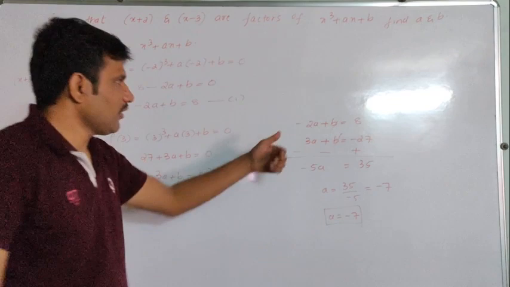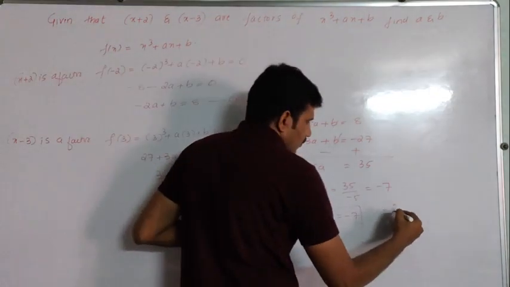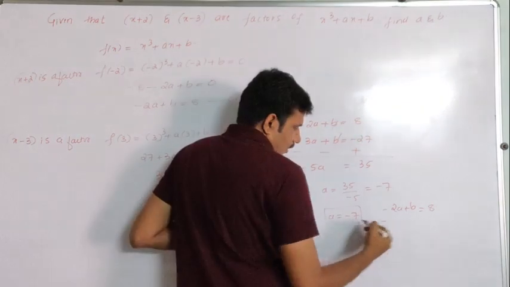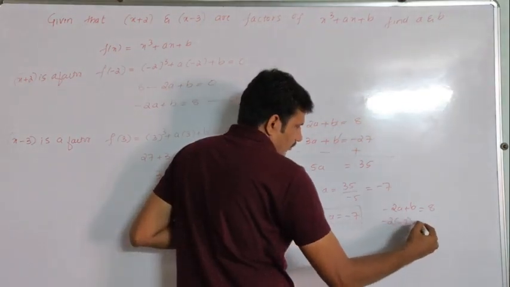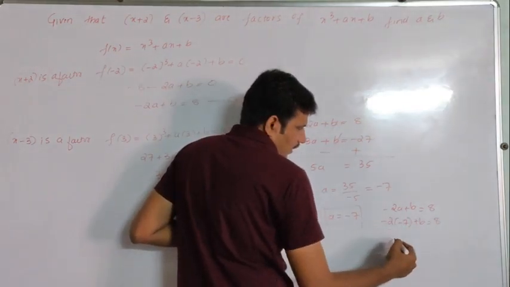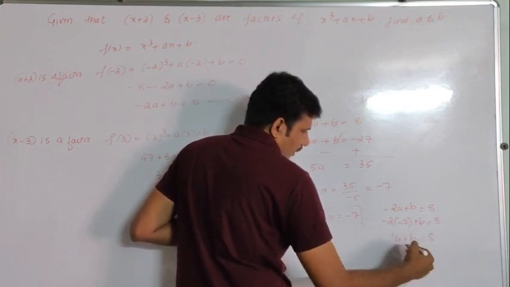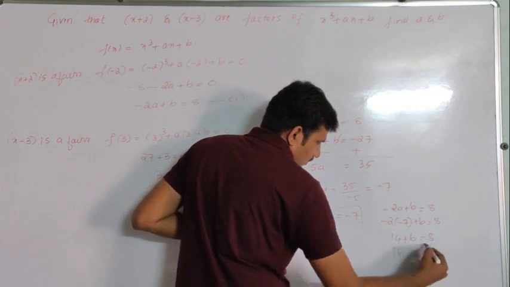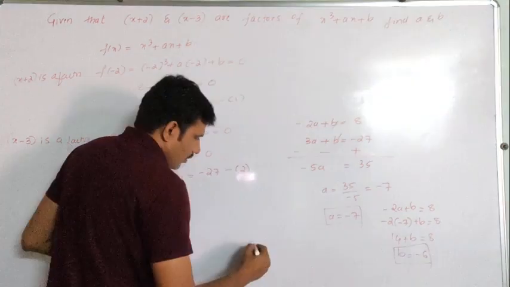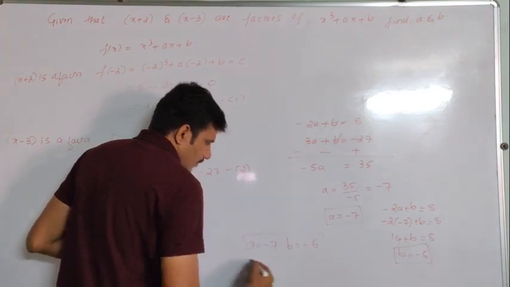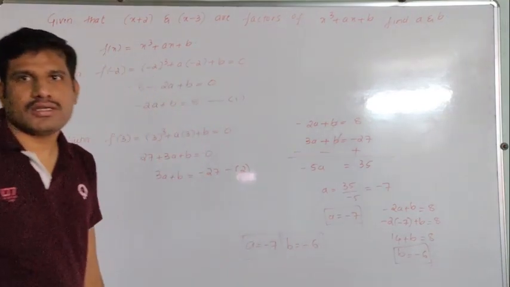Now substitute that a value in the equation. So that is minus 2a plus b is equal to 8. Minus 2 into a value, minus 7, plus b is equal to 8. Minus 2 into minus 7 is 14, plus b equal to 8. What is b value? 8 minus 14, minus 6. So therefore, a value is minus 7, b value is minus 6. Is it clear, students? Right.